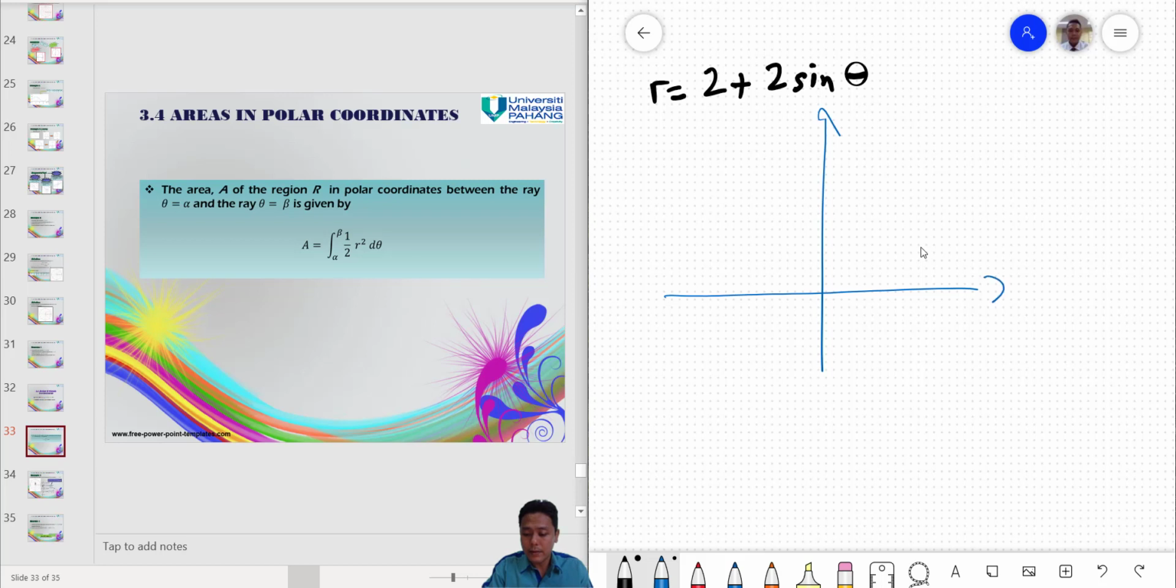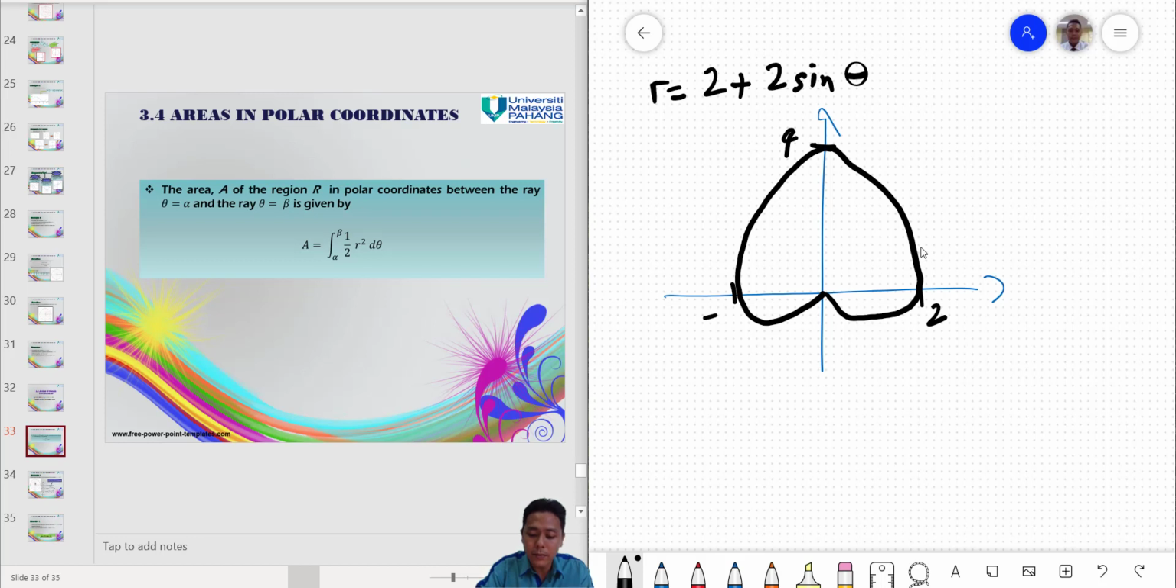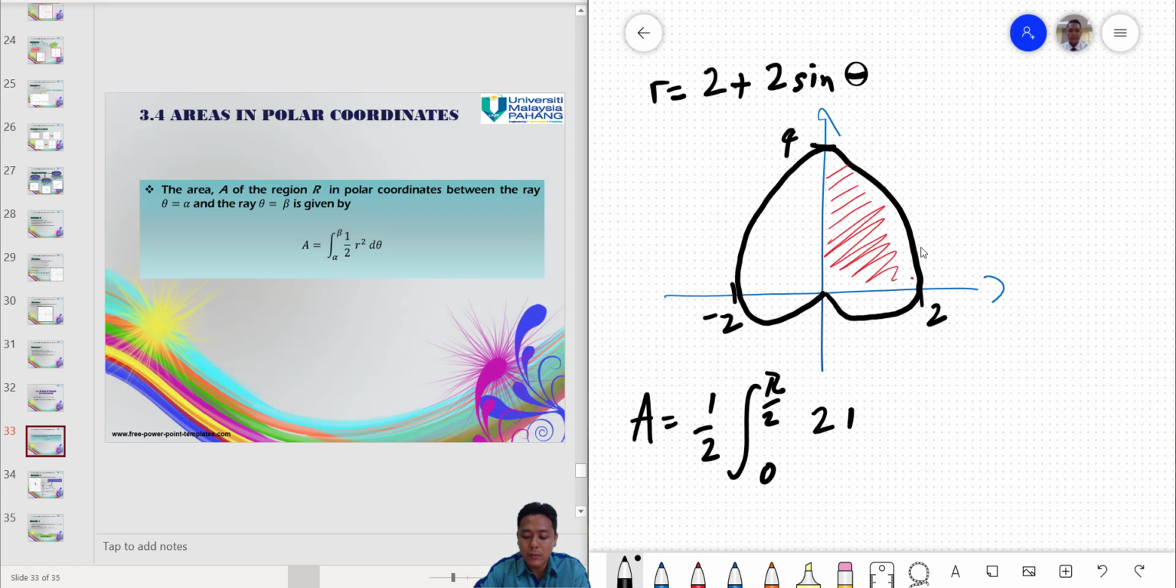Okay, 2 plus 2 sin theta, the shape will be like this. Two, 4, 2. From 0 until pi over 2, this is 4, this is negative 2. The area involved for the first quadrant should be this. Okay, so what will be the area that is enclosed within this cardioid for the first quadrant from 0 until pi over 2? You replace it to the formula first. Squared, d theta.